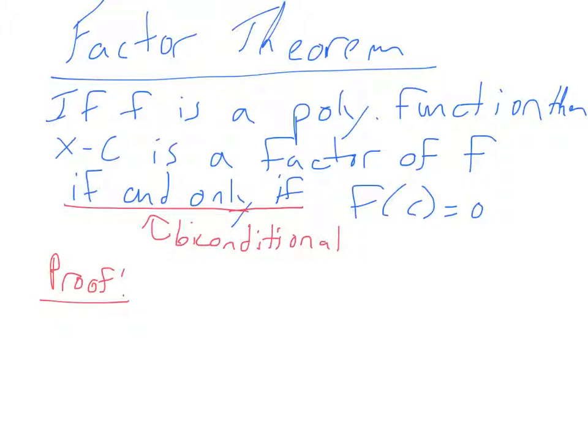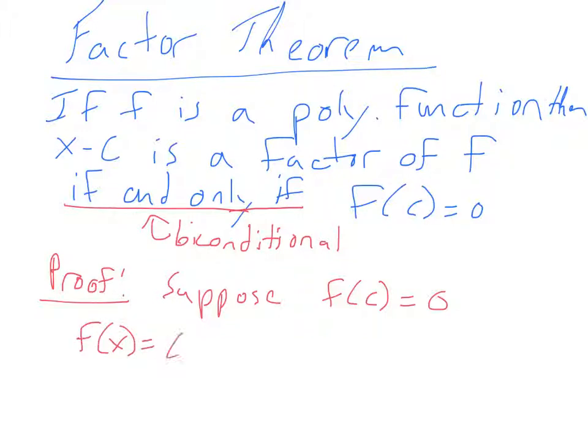Let us suppose that f of c is equal to 0. So we're starting off with the fact that f of c equals 0. By the division algorithm, f of x, if we divide it by x minus c, is equal to x minus c times q of x plus f of c. Why am I adding f of c there?